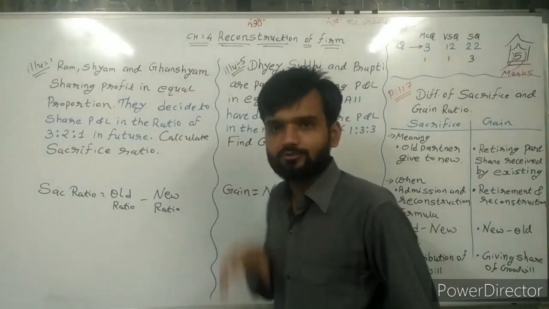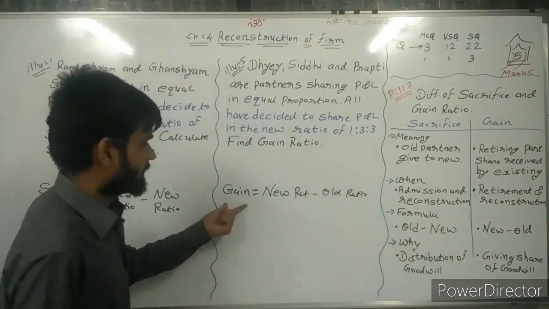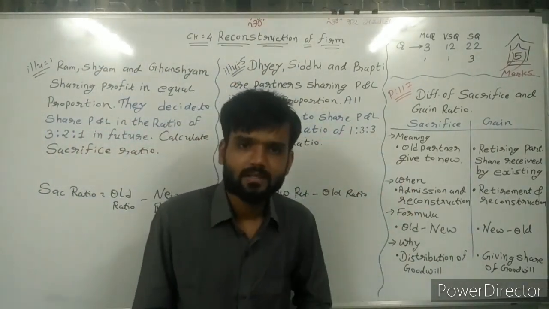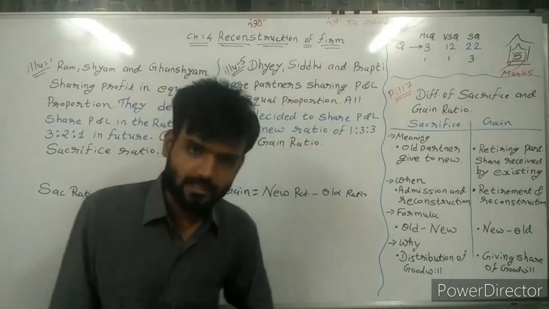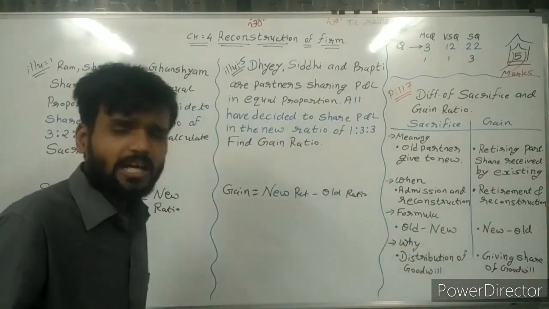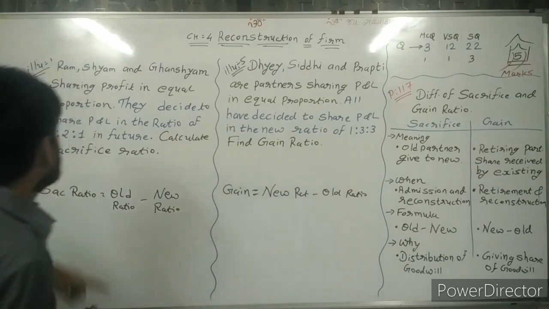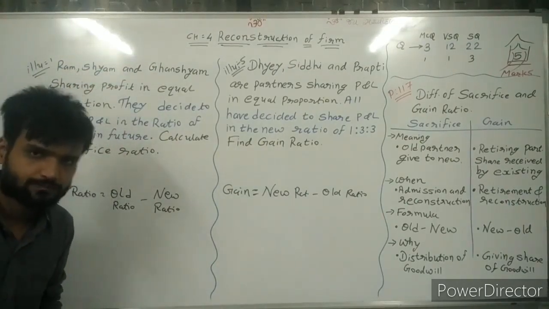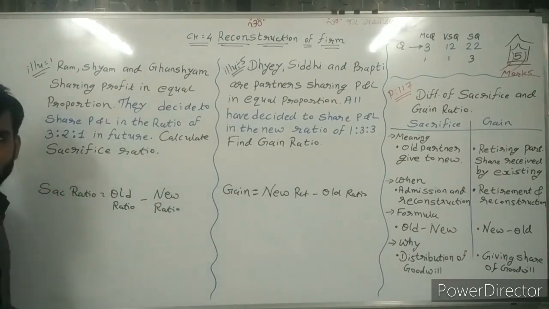Sacrifice means old minus new and gain means new minus old. Simple thing. Now we are doing a sum. Ram, Shyam and Ghanshyam are partners. Their ratio is in equal proportion.